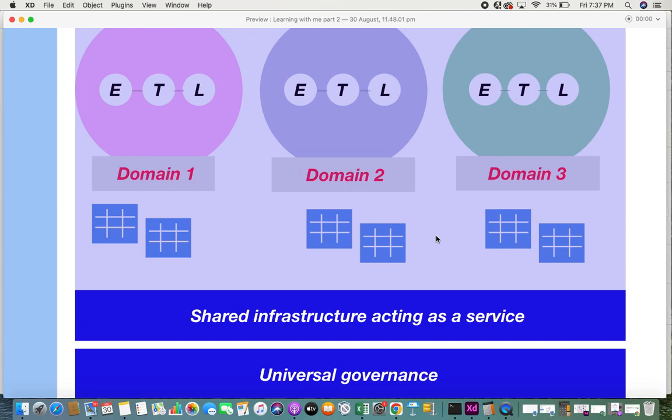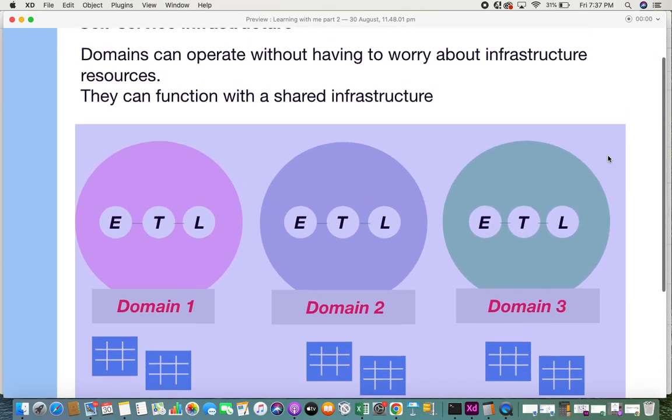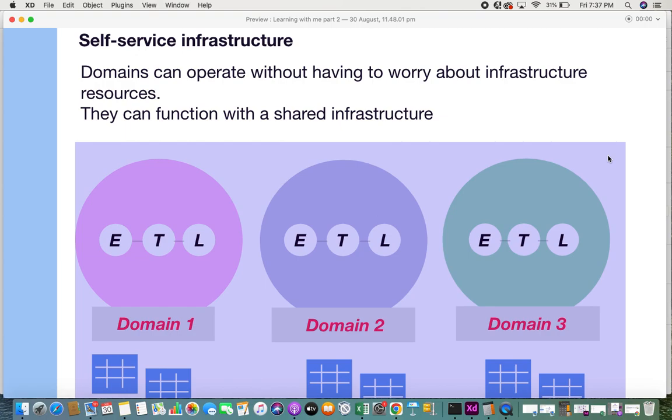And also there's going to be universal governance. Teams don't have to have separate governance over their infrastructure. For all these pipelines running, there are going to be certain governance standards put in place. So that is what is meant by self-service infrastructure.